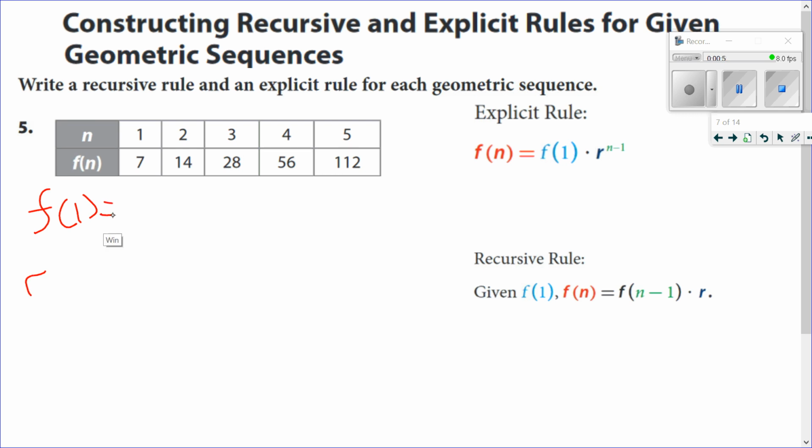But the first term is easy. That's going to be 7. It's the first one here. When f is 1, what is it? 7. Now to find the common ratio, take the second term, which in this case is 14, and divide it by 7. When we do that, we get 2. You can keep going to make sure that it's a geometric sequence, like 28 divided by 14 would be 2 as well. So r is 2.